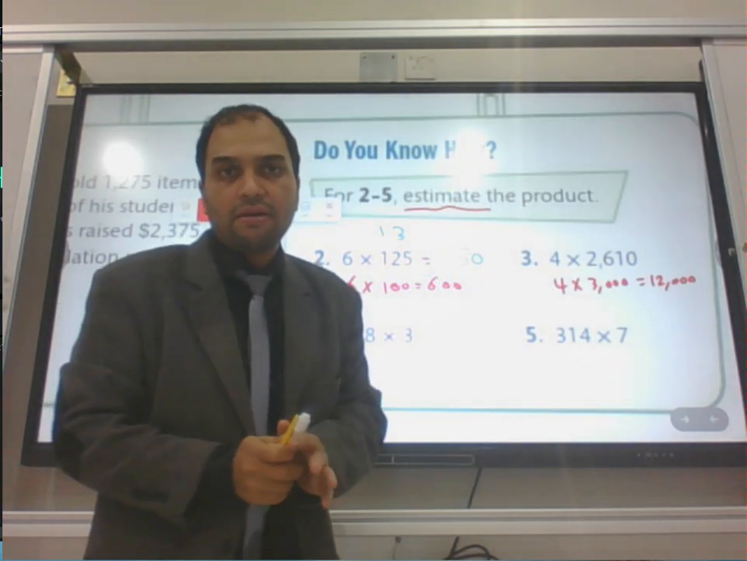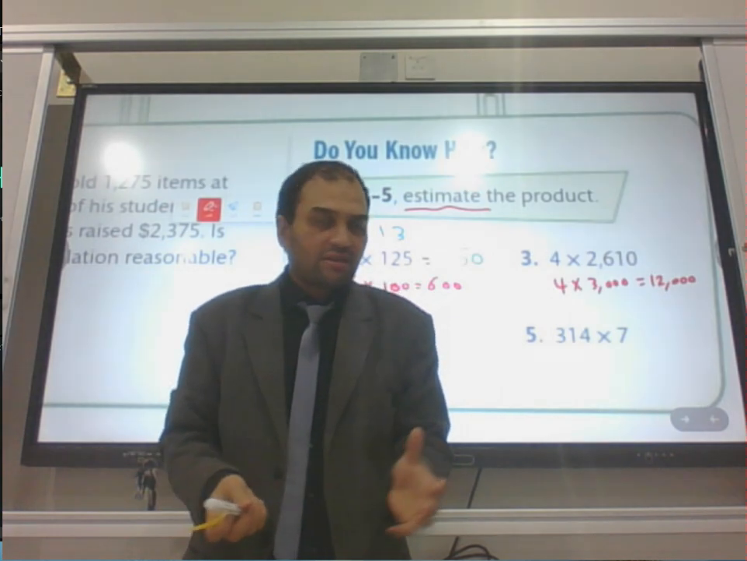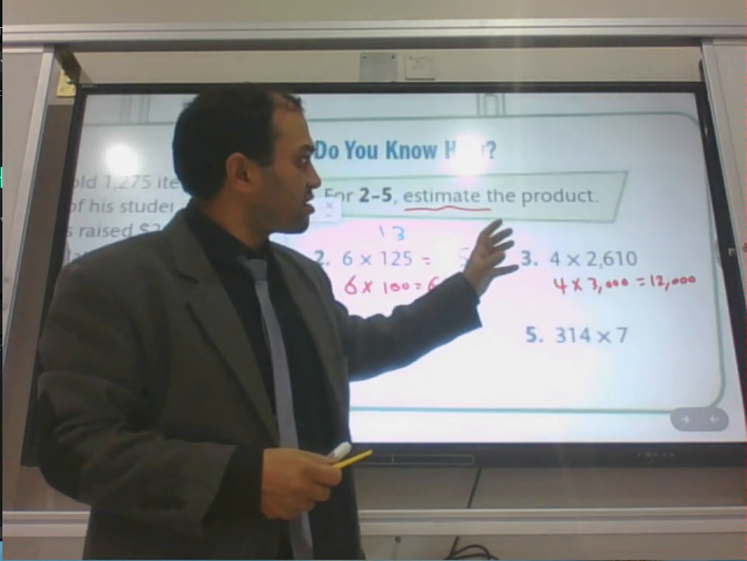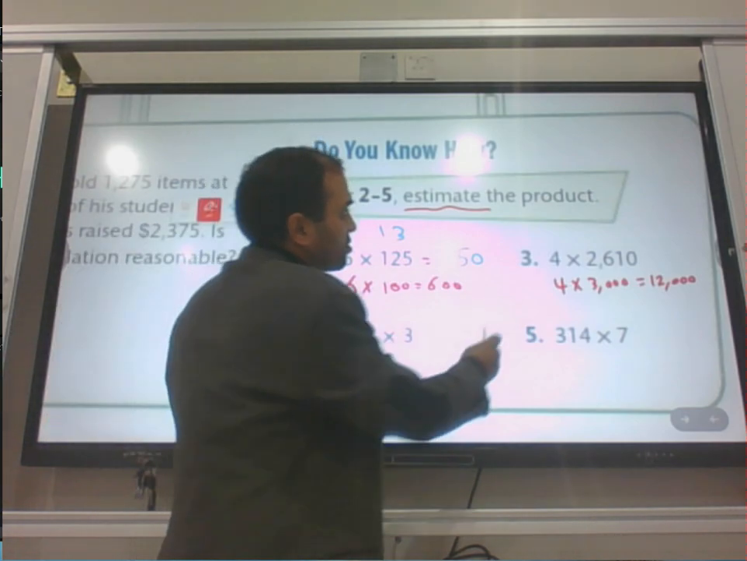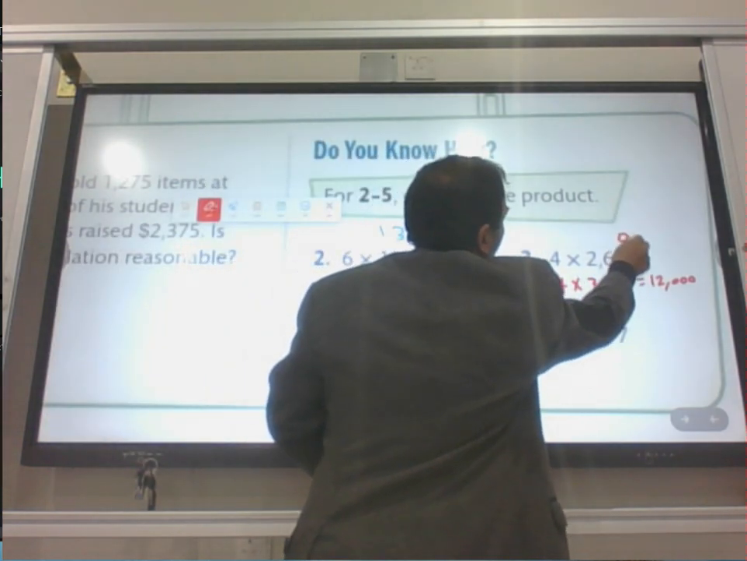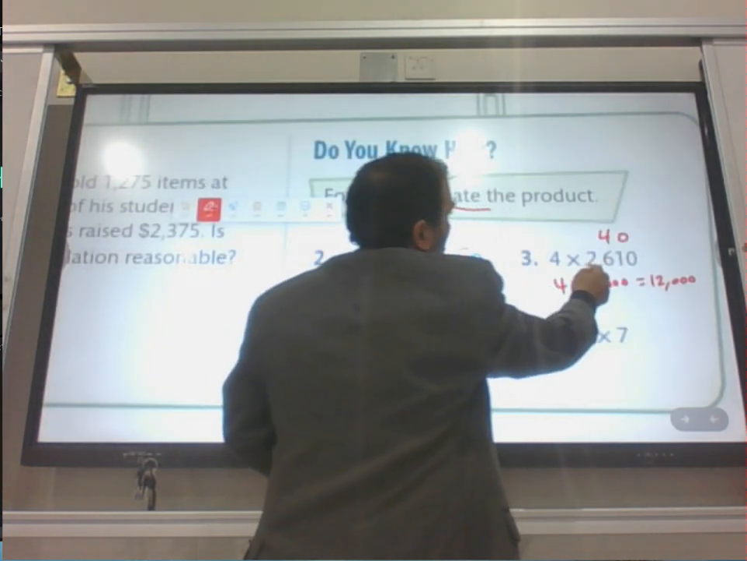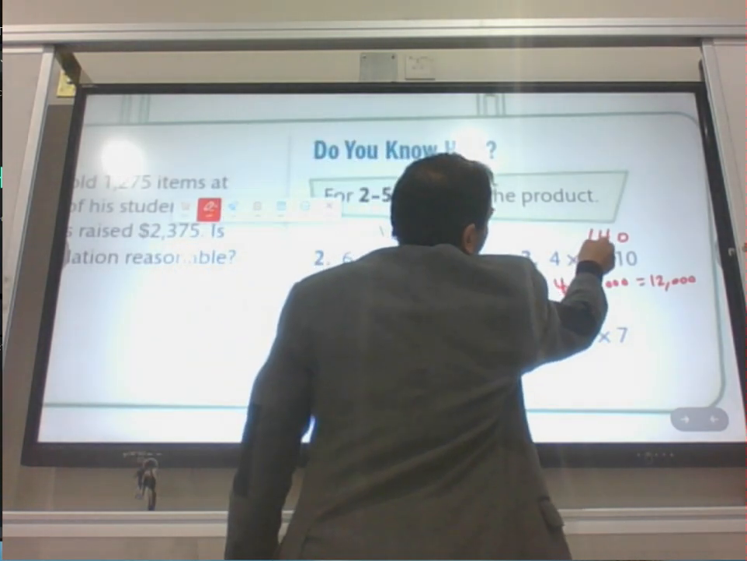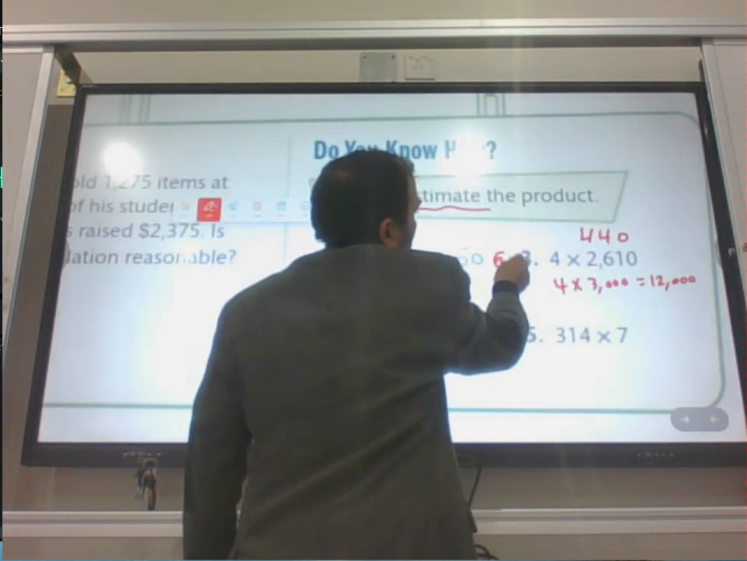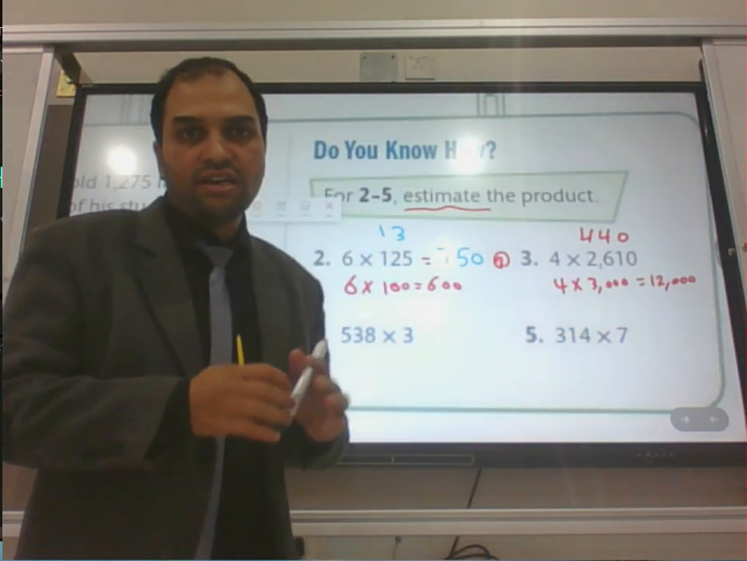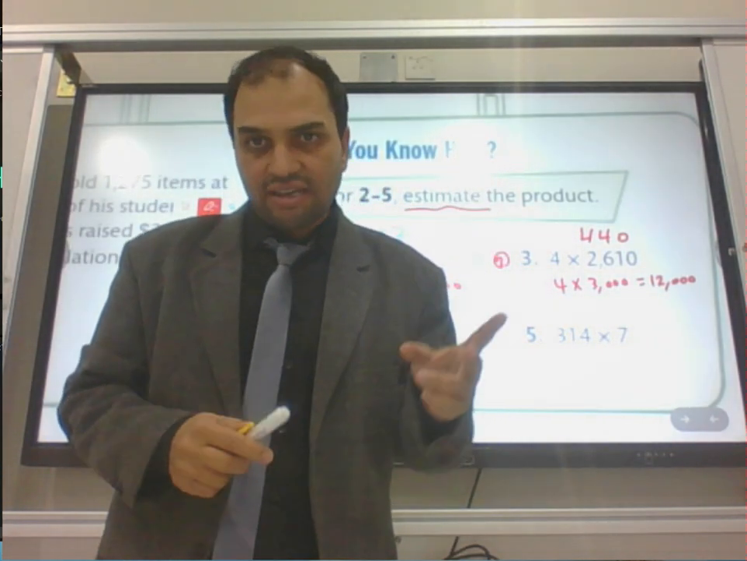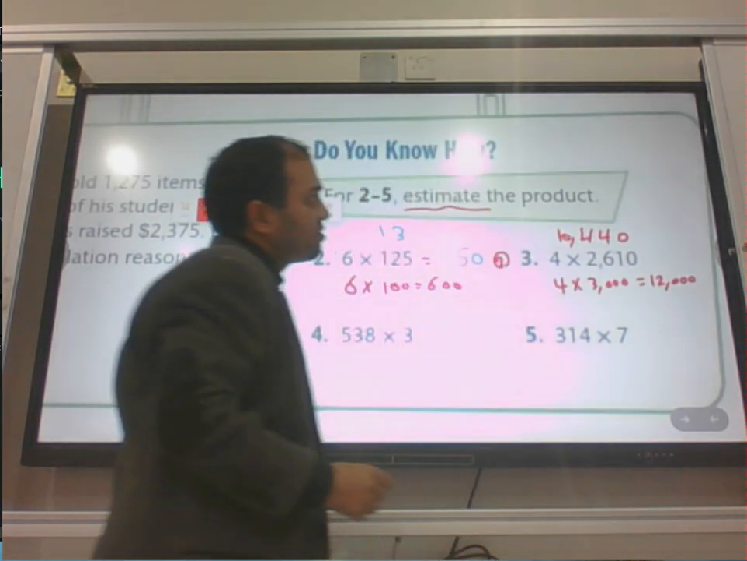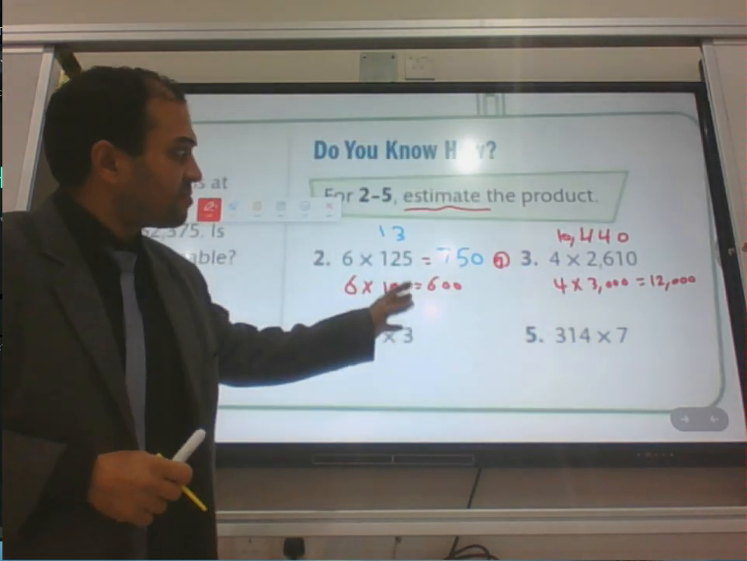It's an approximation. But if you want to find the answer exactly, you can find 4 times 2,610. 4 times 0 equals 0 and 1 times 4 equals 4. Next, 4 times 6 is 24. Write 4 and carry 2. 2 times 4 equals 8. 8 plus 2 equals 10. Then the answer will be 10,440. Okay? The answer of this question.